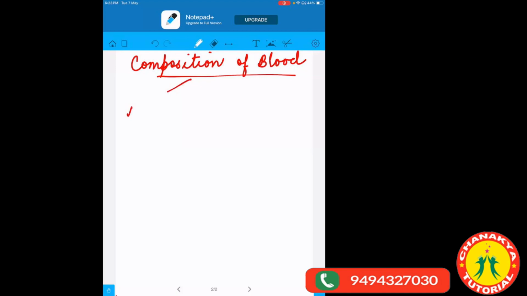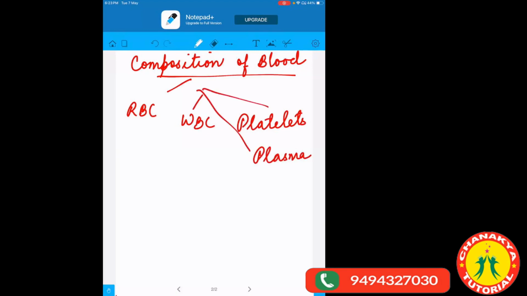So, RBC, WBC, platelets, and then the plasma. So these are the four different components of the blood. One by one, we will be studying a few points related to each and every composition of the blood. The first one, we will be starting with the red blood cells, which is called the RBC.